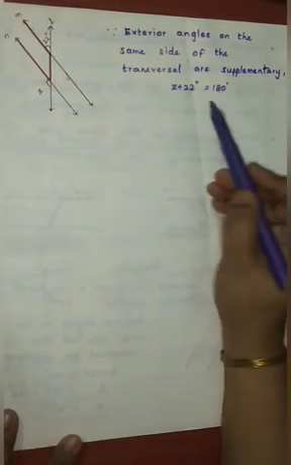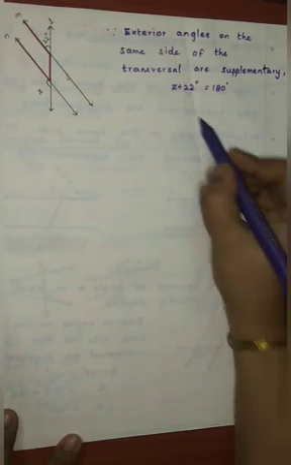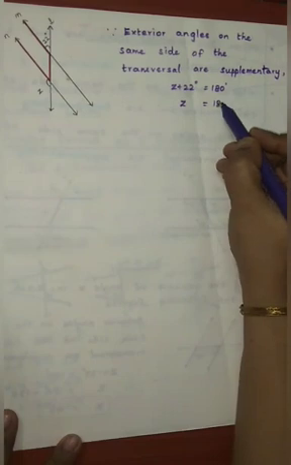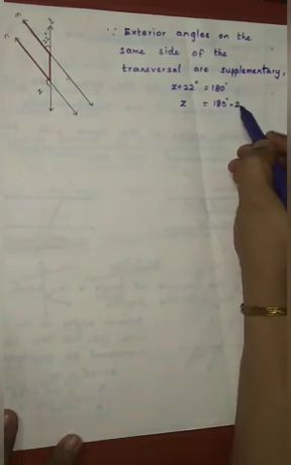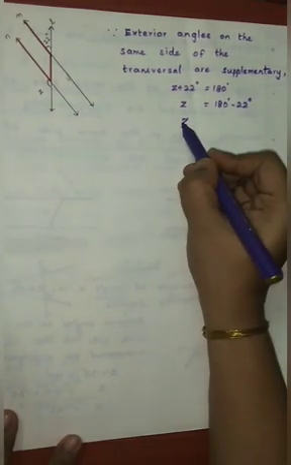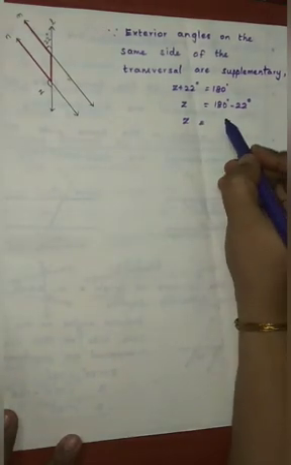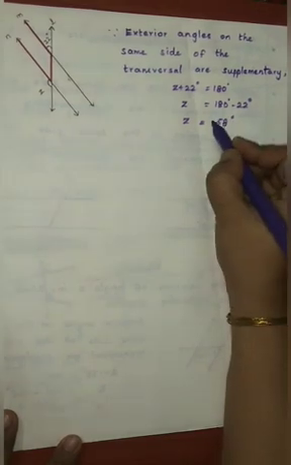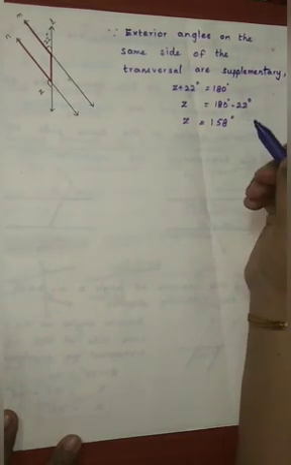So z plus 22 degrees is equal to 180 degrees. Now bring this 22 degrees to the other side, so it has to be subtracted. So the value of z is 158 degrees.